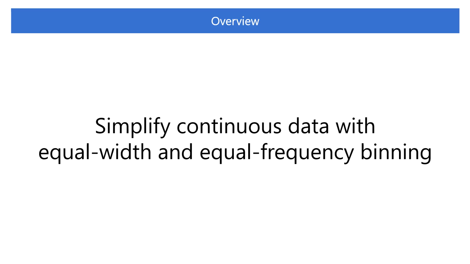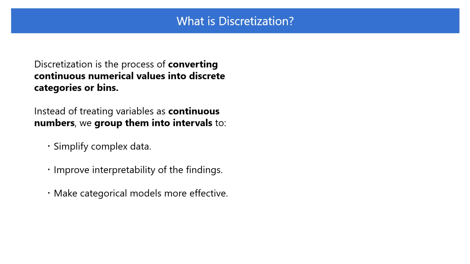In one sentence, in this section we will see how to simplify continuous data with equal width and equal frequency binning. Discretization is the process of converting continuous numerical values into discrete categories or bins. Instead of treating variables as continuous numbers, we group them into intervals to simplify complex data, improve interpretability of the findings, and make categorical models more effective.